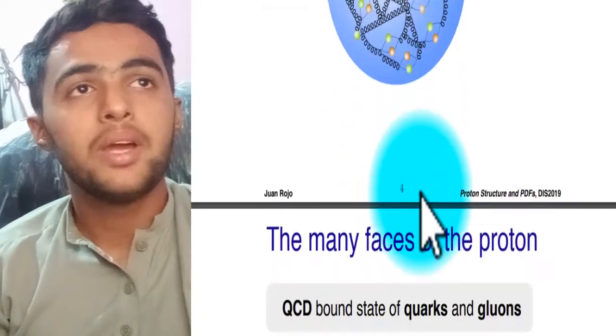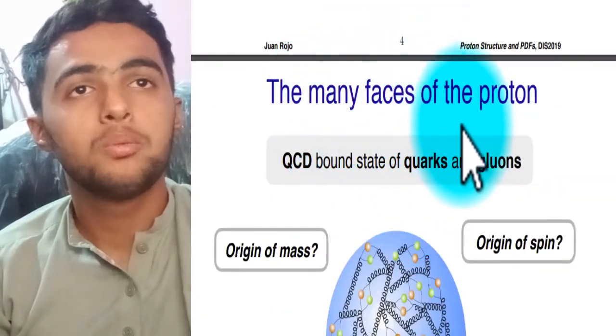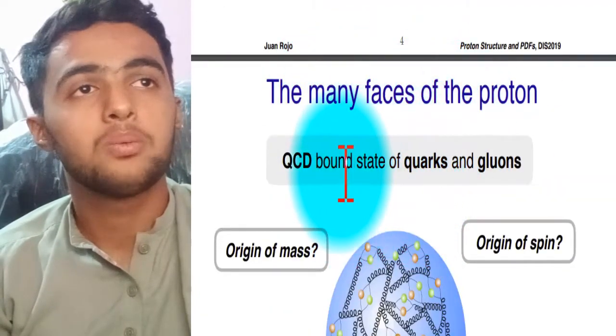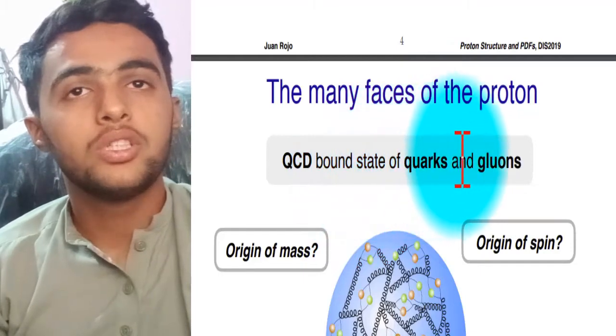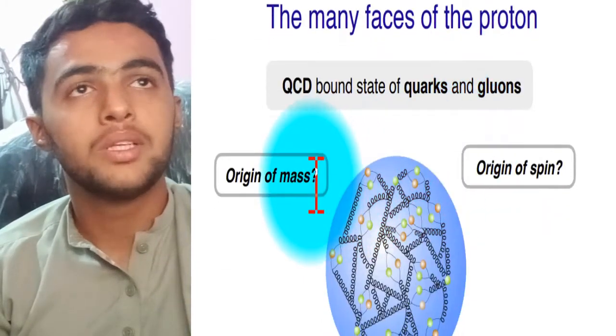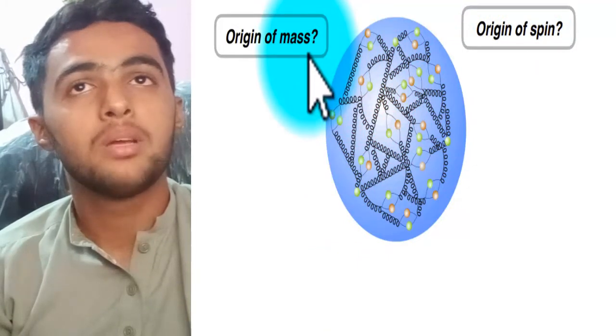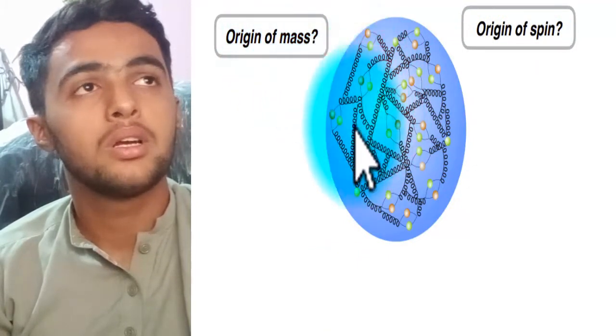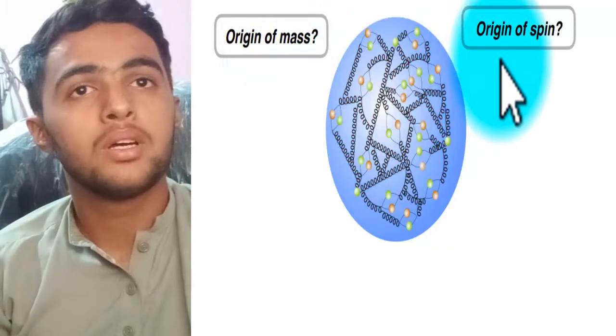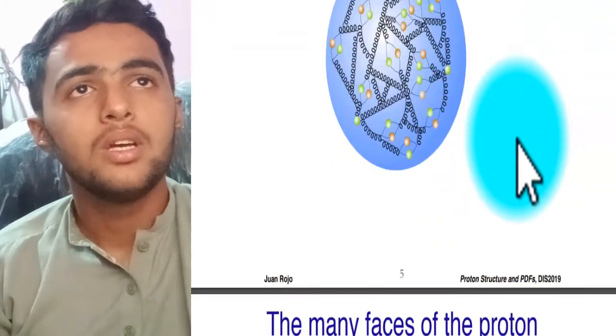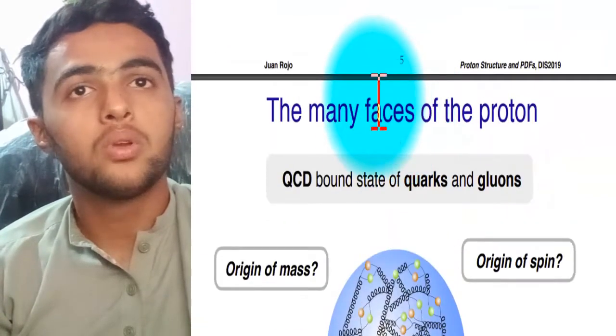After that, the many faces of the proton. QCD, a bound state of quarks and gluons. Origin of mass. Origin of spin. Here we can discuss what the origin of the mass is and what the origin of the spin of the proton is.